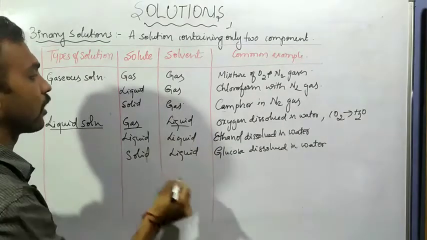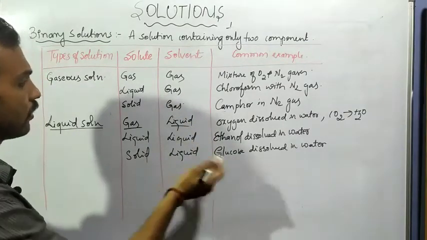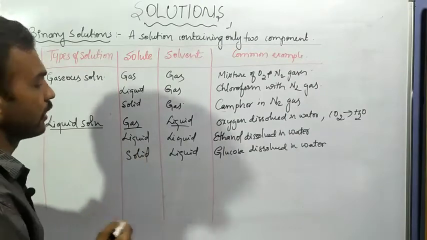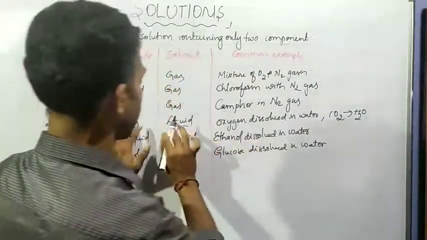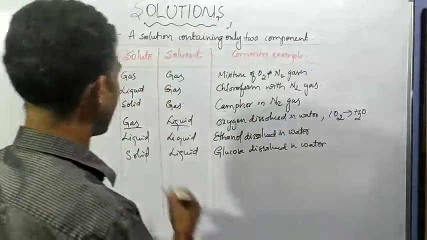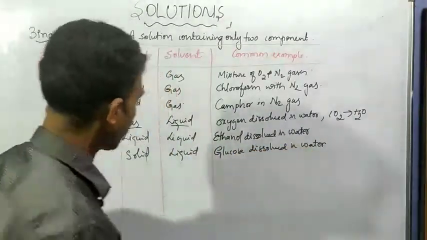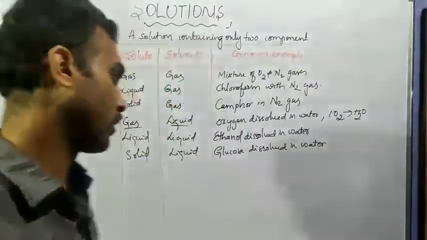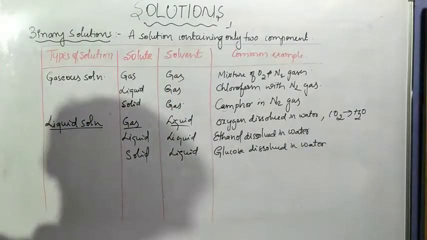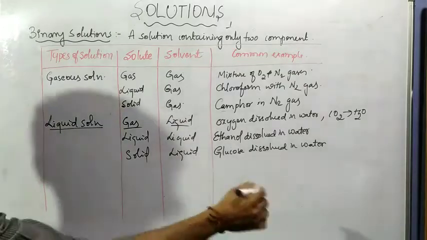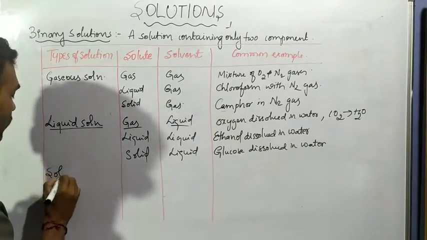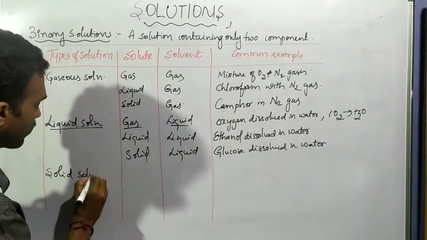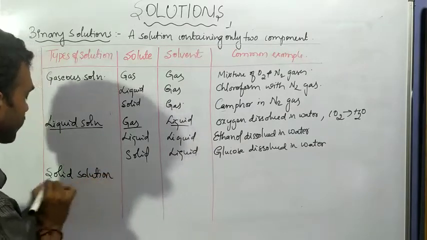So here the solvent is in liquid state, and the solute may be gas, liquid and solid. For example, gas and liquid: oxygen dissolved in water. Liquid and liquid: ethanol dissolved in water. Solid and liquid: glucose dissolved in water. Last we have to go for solid solution. Very important, they are always asking in examinations.